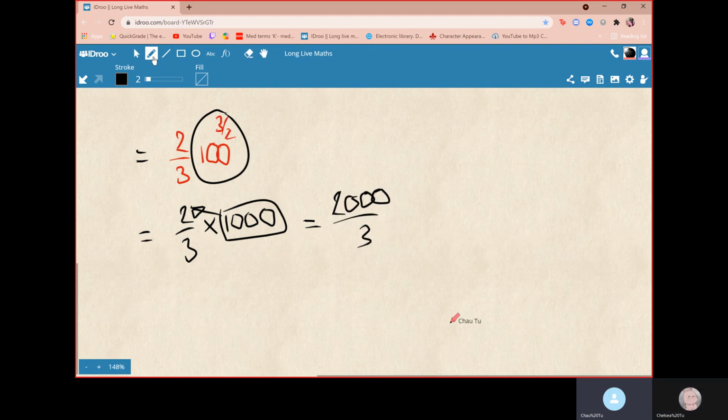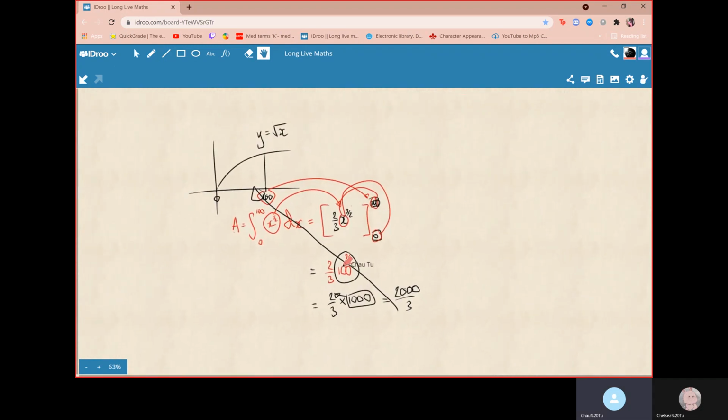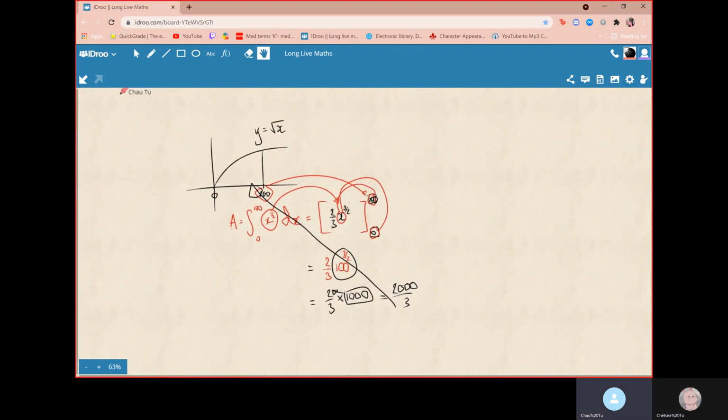Scroll back to our diagram, Chelsea. So the area there is actually 2,000 over 3 precisely. Okay, Chelsea? We now have a way of working out the area underneath the curve. All right, how about this one?